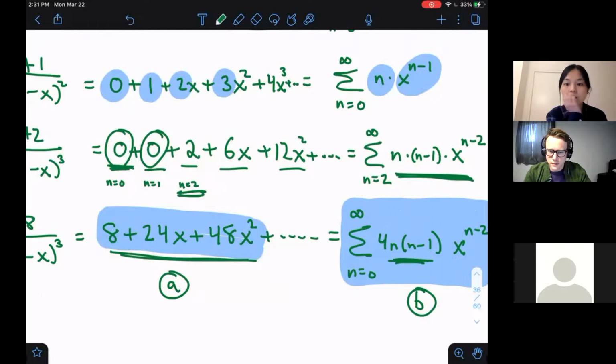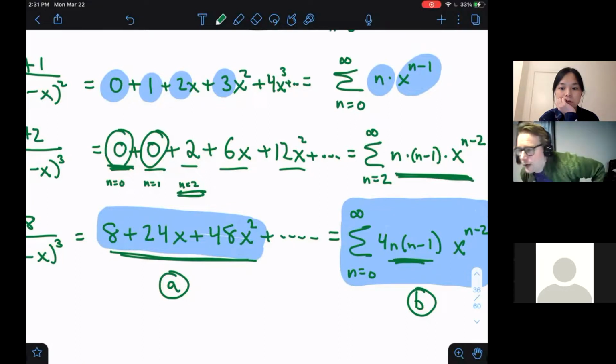Yeah, it does, but it doesn't really matter if you start at 0 or 2 in this case. Correct. And in all the cases, if you want to be maximally efficient, you would start at 2. Okay, thank you. Yeah, no problem.